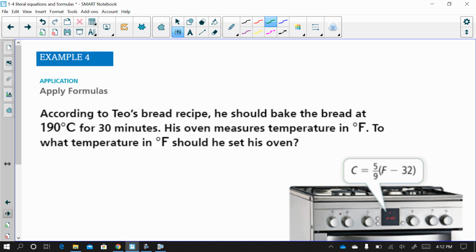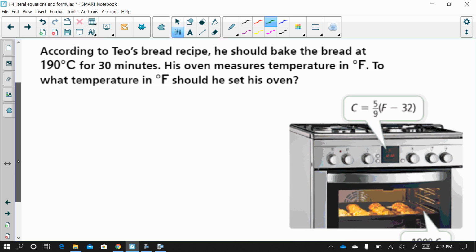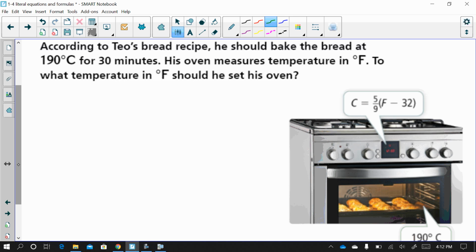Okay, here's another example. According to Teo's bread recipe, he should bake the bread at 190 degrees Celsius for 30 minutes. His oven measures temperature in degrees Fahrenheit. So what temperature in Fahrenheit should he set his oven? Okay, so I have this equation right here. C equals 5/9 times the quantity F minus 32. We want to get it to F equals.